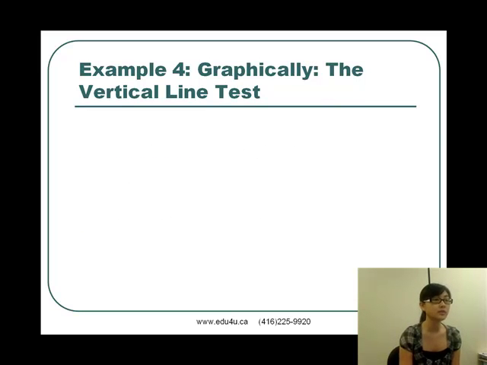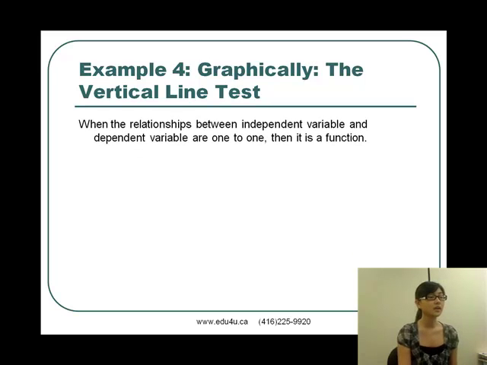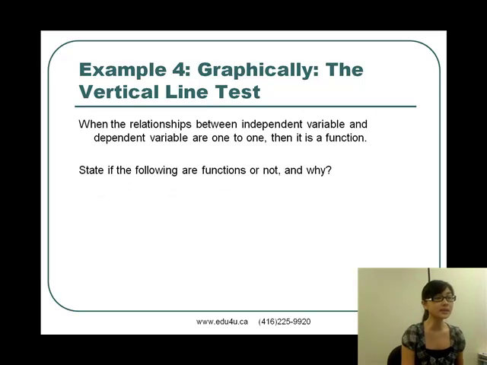Example 4, graphically, the vertical line test. So when you give me a graph, how would I know if the graph represents a function? Well, I can use the vertical line test. When the relation between the independent variable and the dependent variable is one-to-one, then it is a function. State if the following are functions or not, and why.